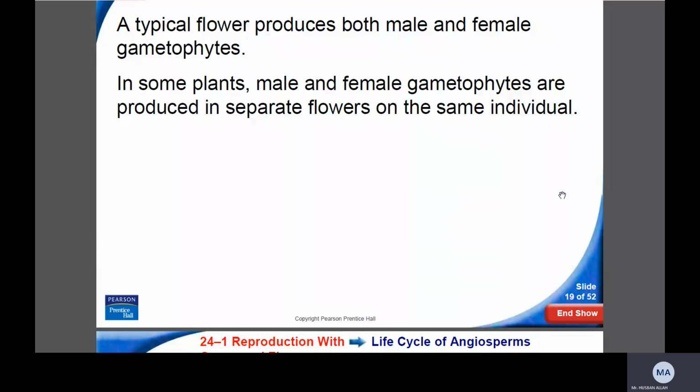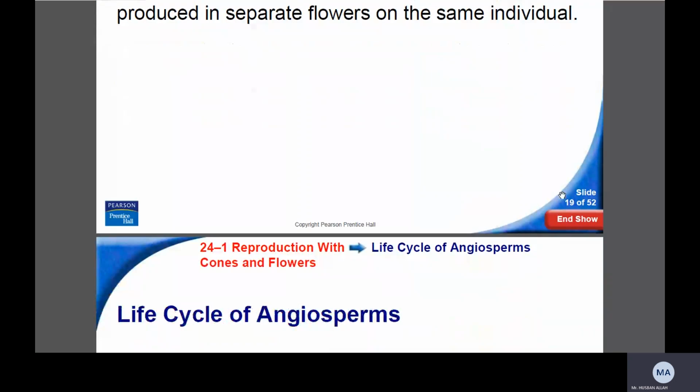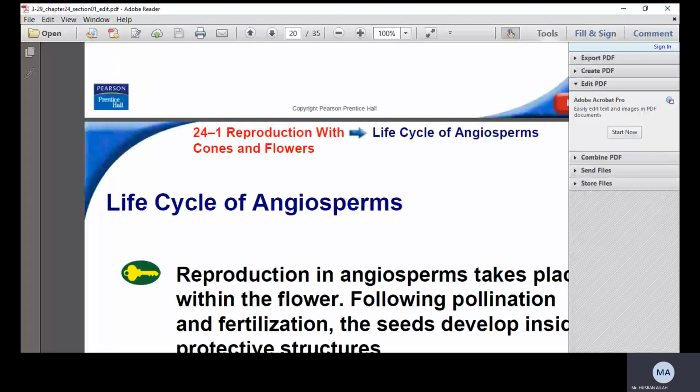We will stop here, and in the next lesson, we will start from the life cycle of angiosperms, right? 2 o'clock.